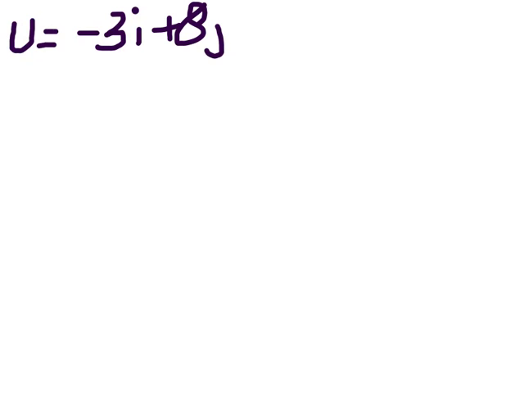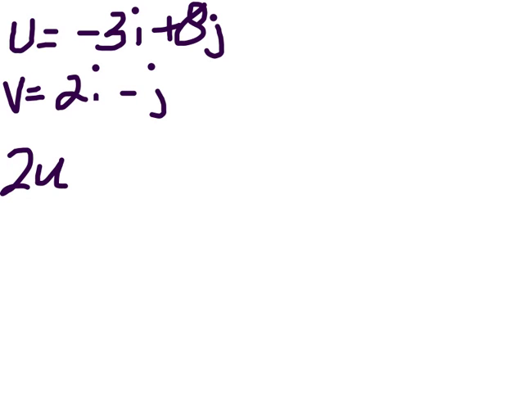Okay, so let's look at an example of how I might use these linear combinations. Let's say they write the vectors in terms of linear combinations. U is -3i plus 8j. That looks a funny looking 8. And V is 2i minus j. So what if they want me to do 2u minus 3v?